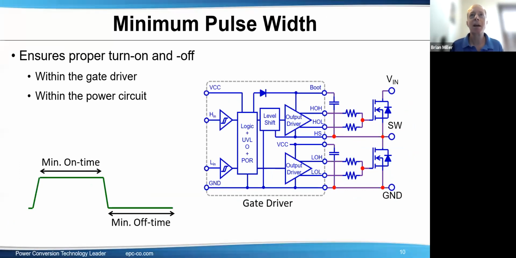Okay, next, minimum pulse width. Now this ensures proper turn on and turn off. So with minimum turn on time, well, actually the minimum off time, that's a good one to talk about, because during the minimum off time, that's when the bootstrap turns on and charges up the capacitor for the upper gate driver. If the bottom gate driver never turns on and tries to do 100% duty cycle, this capacitance will just discharge and there'll be no voltage for the upper gate drive and everything will turn off.